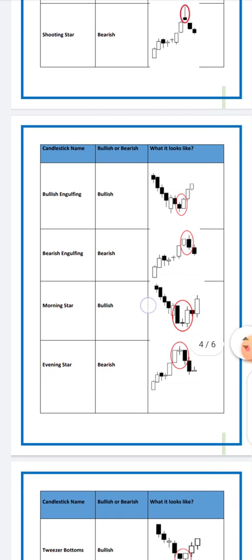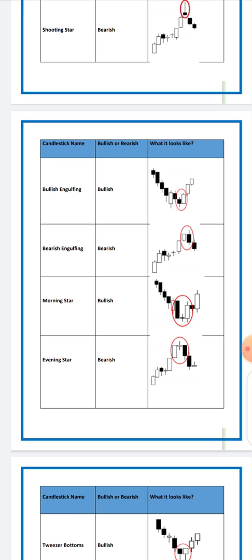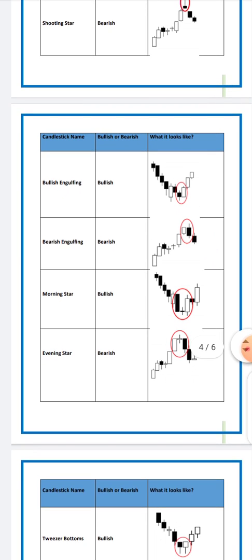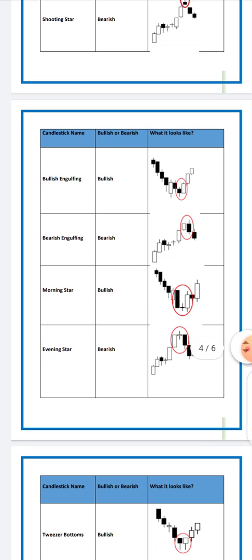Then the bearish engulfing is just the opposite of bullish engulfing. That is, the black candlestick must overshadow the small green candlestick at the end of an uptrend, so that the market is going to reverse downward. All right, as you can see it here.